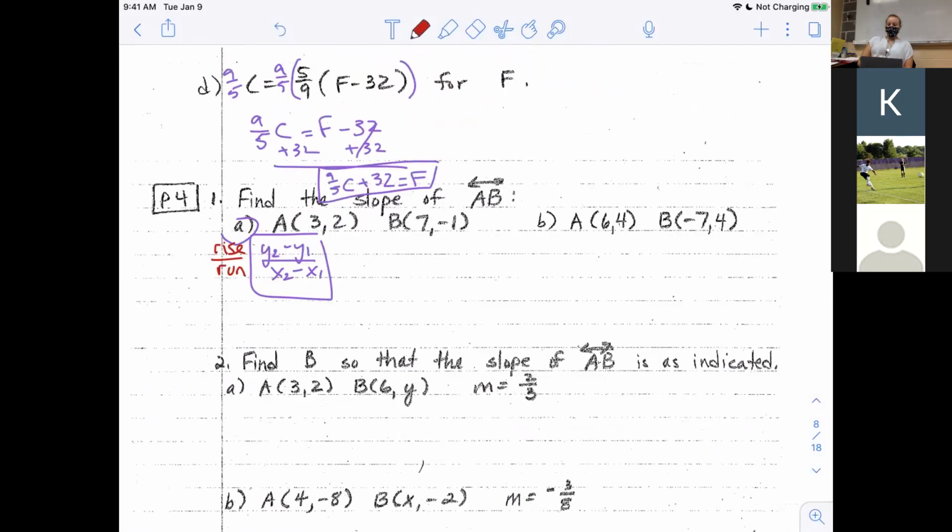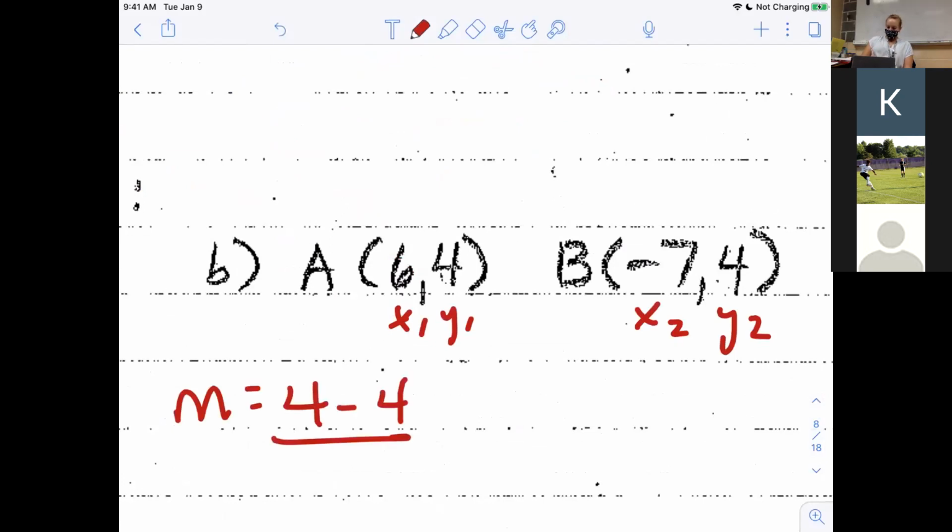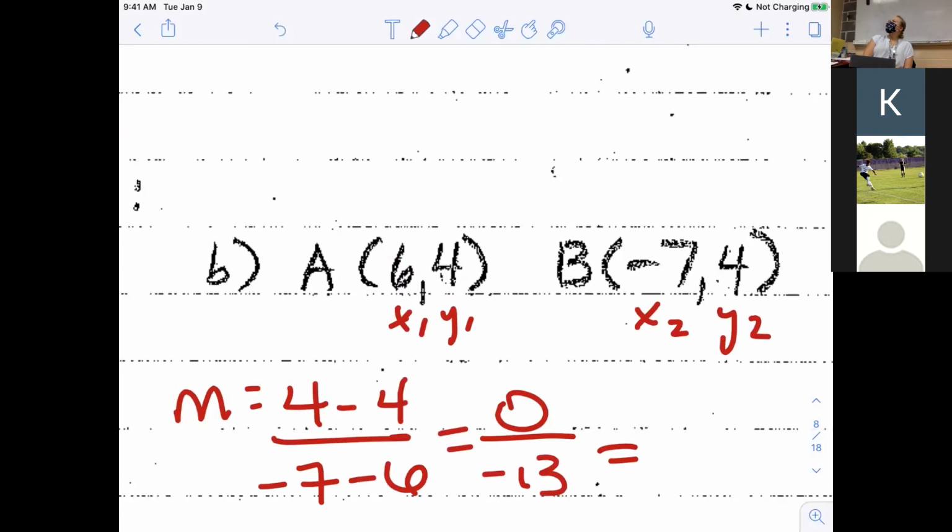So let's do it for AB as well. On letter B, I've got 2 more points. Let's find the slope of those. X1, Y1. My iPad's doing some funny things, and I don't know if it's a personal problem or what, but we'll find out. All right, so slope, Y2 minus Y1 over X2 minus X1. Got something funky here.